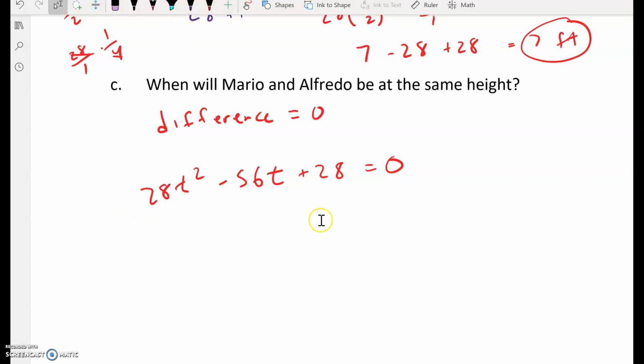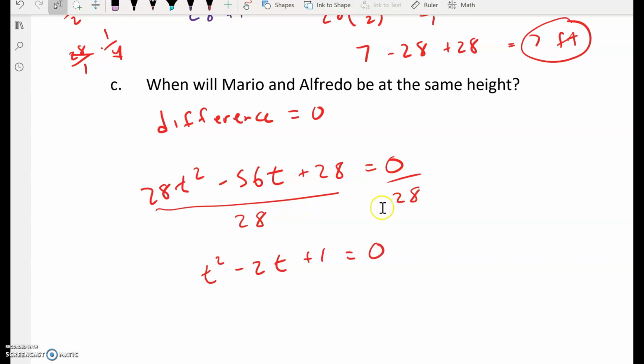To solve this one, first let's divide everything by 28, because it's an equation. Do anything you want as long as you do it to both sides. So divide everything by 28. 28t squared divided by 28 is t squared. 56 divided by 28 is 2, so minus 2t. 28 divided by 28 is 1, and 0 divided by 28 is still 0.